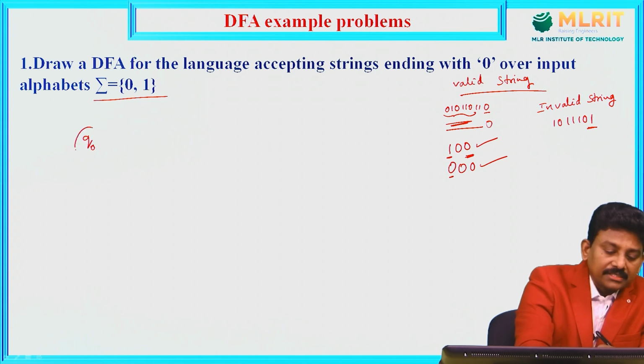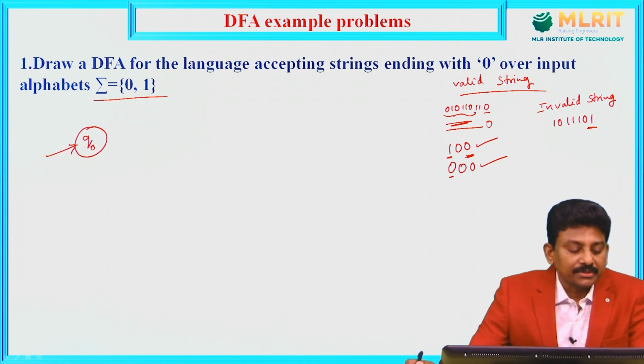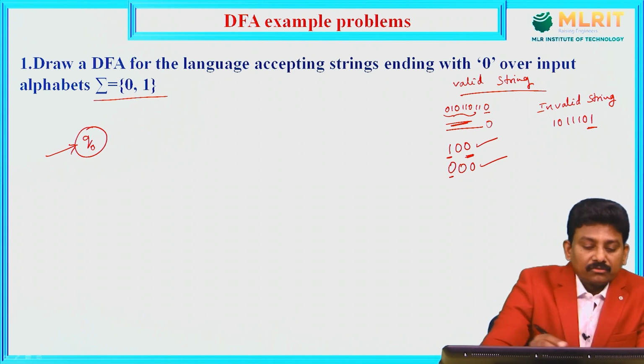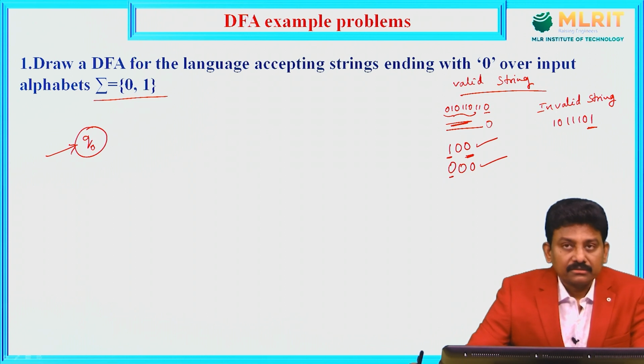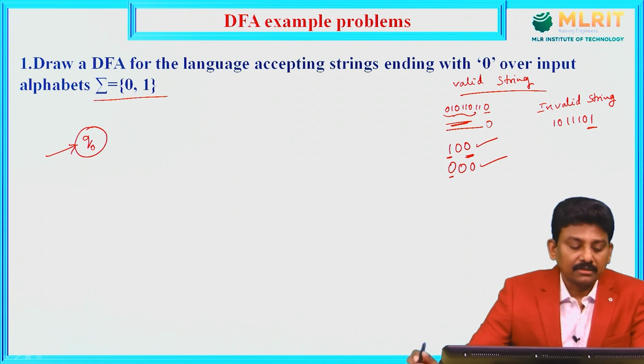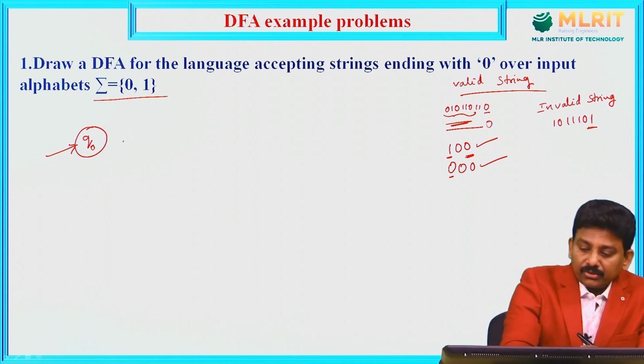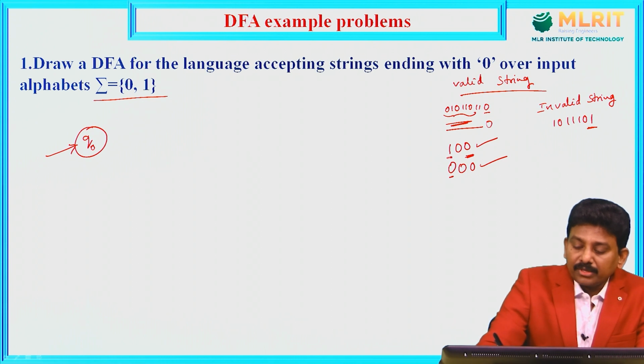Q0 is the initial state. The initial state is represented with a circle and a small arrow coming towards the state. We need to define the transition function for every state and every input symbol in the DFA. For the state Q0, we need to define a transition function for input 0 as well as input 1. The string may begin with 1 or may begin with 0.